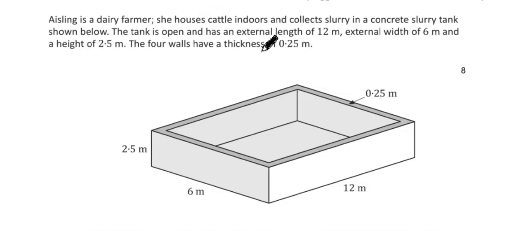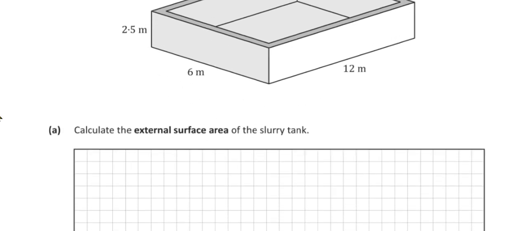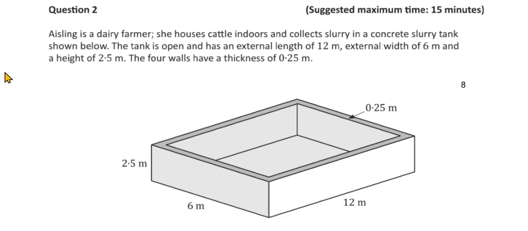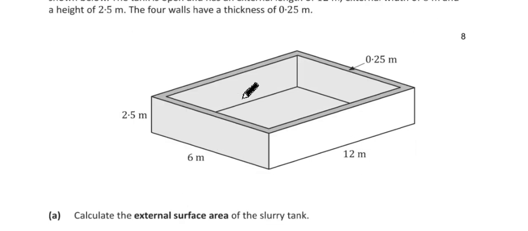Okay, Ashton's dairy farmer, she houses cattle indoors and collects slurry in a concrete slurry tank as shown below. The tank is open and has an external length of 12 meters, an internal width of 6 meters and a height of 2.5 meters. The four walls have thickness of 0.25. And what this person wants to know is the external surface area of the slurry tank. Now, I assume we're probably counting the floor as well, are we?